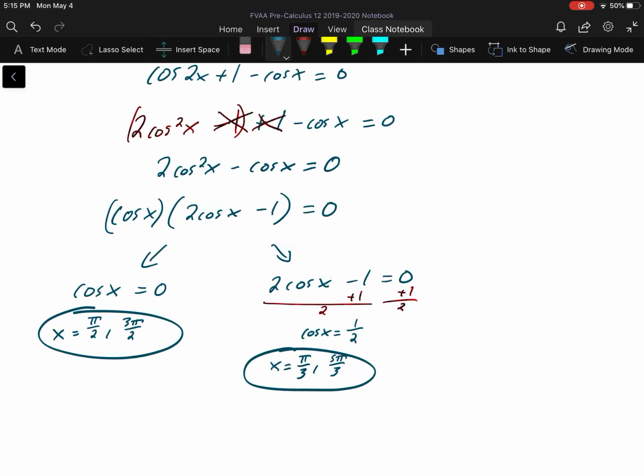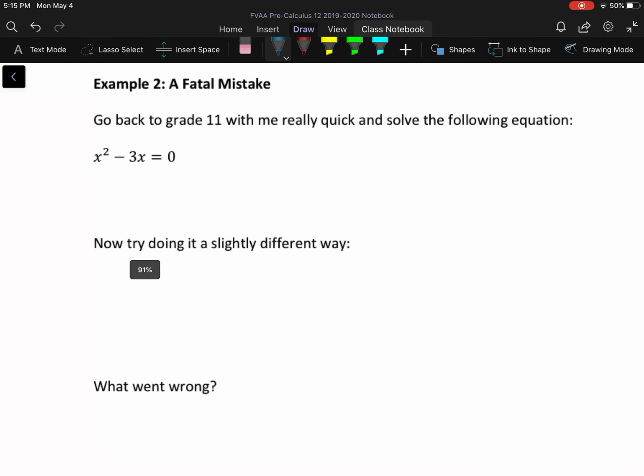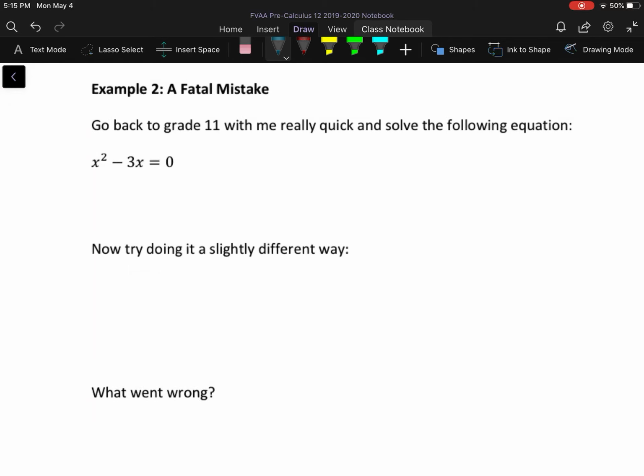All right, next page here. Here's a common mistake that students fall into. It's very common for algebra. We talked about this in grade 11, but we're going to do a quick check here to make sure that we're not losing out on some answers. So way back in grade 11, with me real quick, solve the following equations.